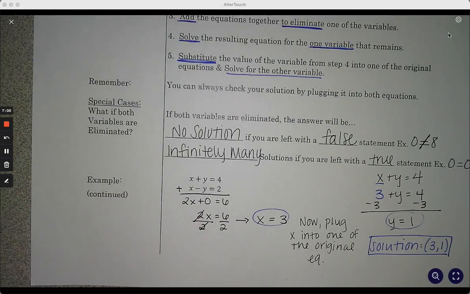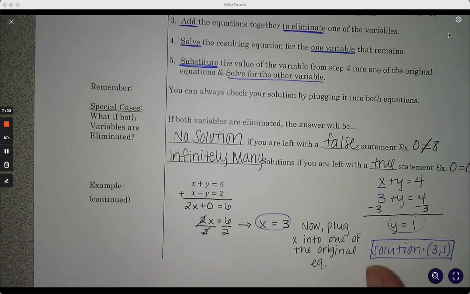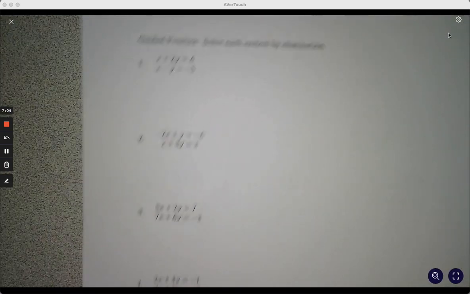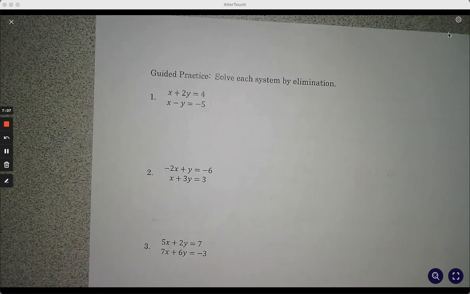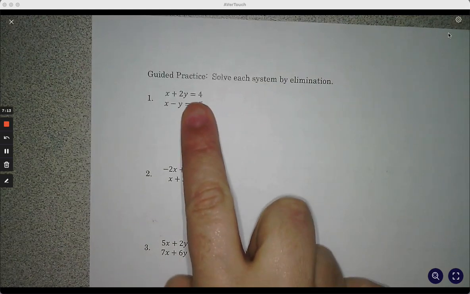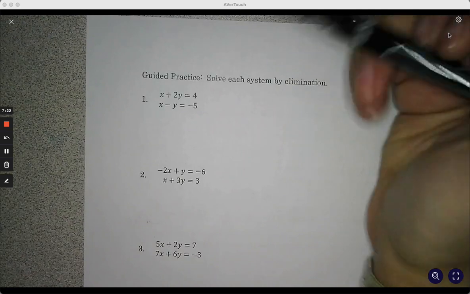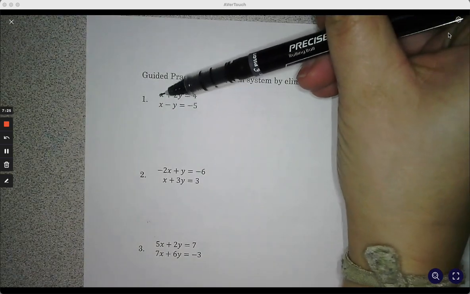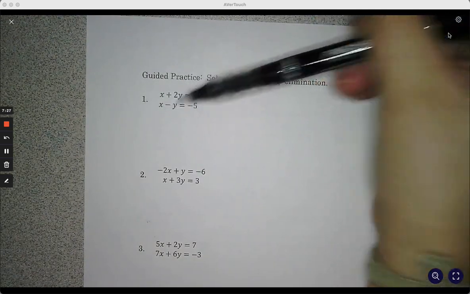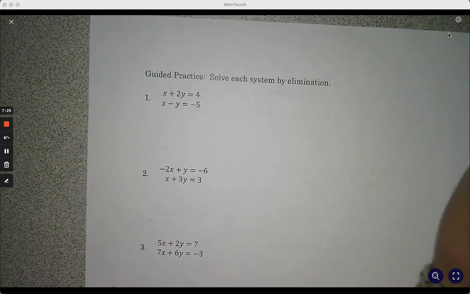Okay, so let's look at a couple of other ones. Okay, solve each system by elimination. So step 1, I have x plus 2y equals 4, and I have x minus y equals negative 5. Alright, so if I were looking at this, the first thing I notice is that I have 2 positive x's and I have a positive y and a negative y. So one is positive, one is negative, so those are the ones I'm going to work with.